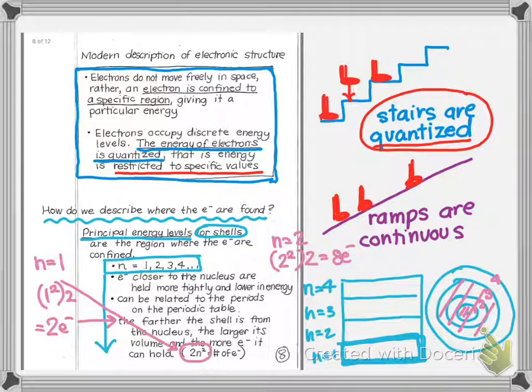So before we turn the page, what I want you to consider is that one way we're going to describe where the electrons are is based on its principal energy level, and that's kind of like a floor. That's like the area that it could be. So if you were on the second floor, that would be your energy level. It's kind of where you are confined at that moment.